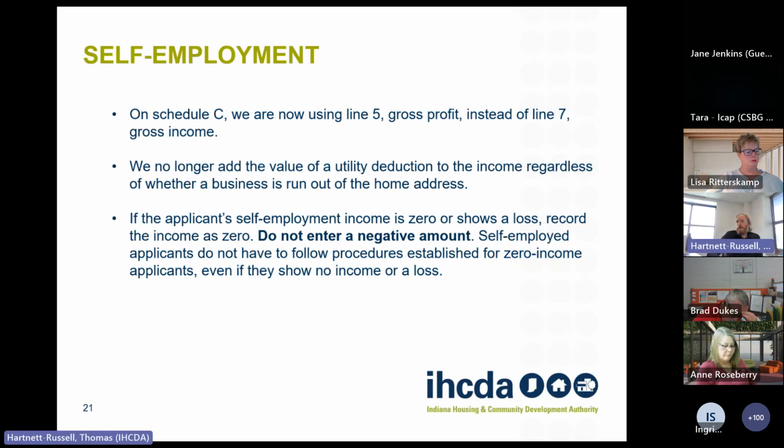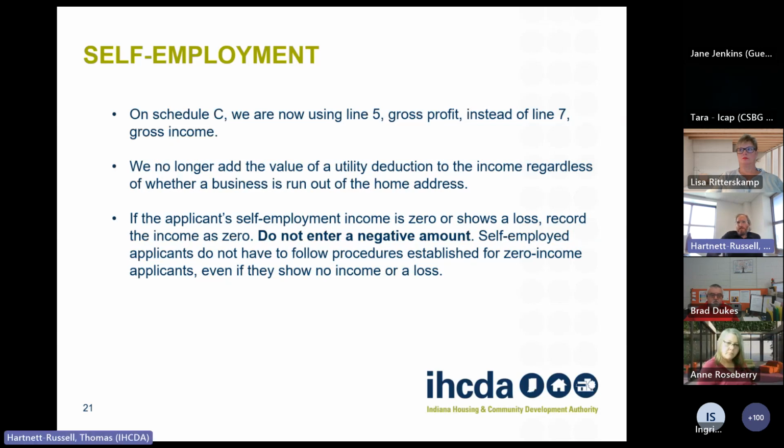Note that we are no longer adding the value of utility deductions to income, regardless of whether business is run out of the home address or not. That's a change that's been made a few years ago, and I just wanted to confirm that that is still our practice. And note that if the applicant's self-employment income is 0 or shows a loss, then that income is to be recorded as 0. We are not going to record a negative amount in the case of a loss.